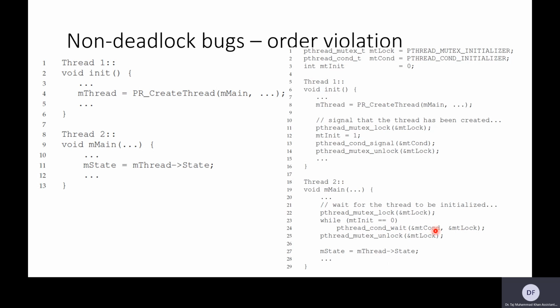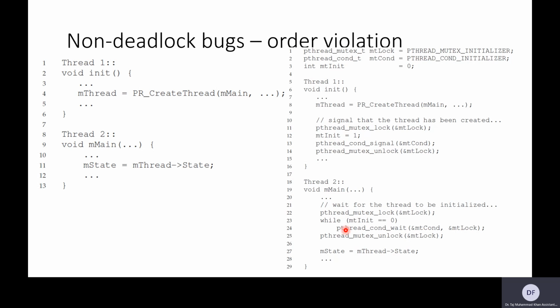It will go to sleep and wait for this condition variable before it can use m_thread. Eventually thread 1 will be scheduled and the value will be assigned to m_thread, and it will make m_init equal to 1 and signal the condition variable. Only then will the m_main thread, which was waiting on this condition variable, wake up, check that m_init is now equal to 1, get out of this loop and use the m_thread variable. So here we have guaranteed this order, that m_main executes after the value has been assigned to m_thread.